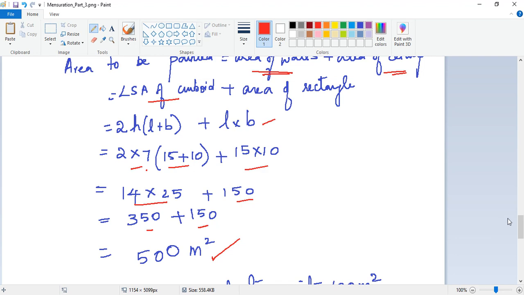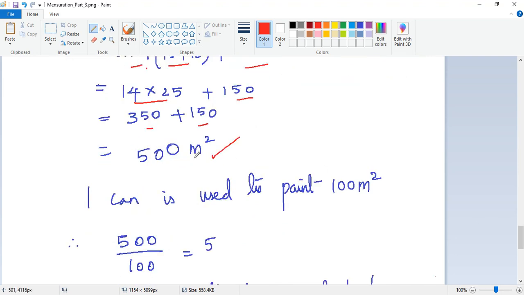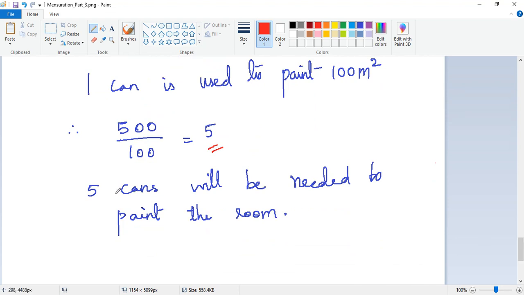Okay, and for each 100 meters square he is using how much? He is using 1 can. So for 500 meters square he'll be using 5 cans, right? So that's what we have got. 500 divided by 100 is 5. So 5 cans will be needed to paint the room.